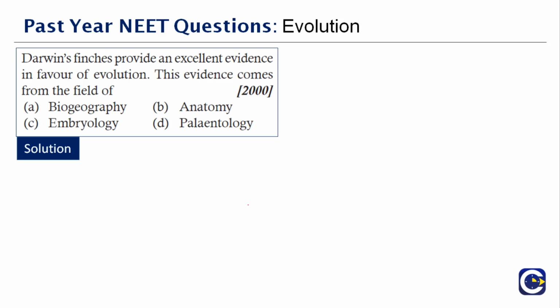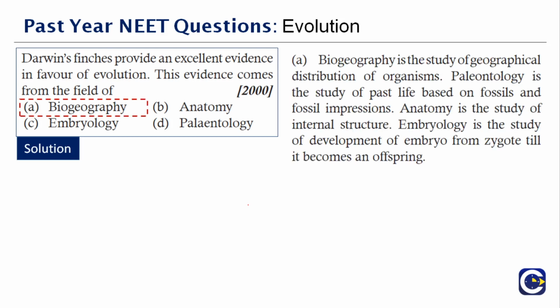The answer is biogeography. Biogeography, if you see, is the study of geographical distribution of organisms. Paleontology is the study about past life. So we are not talking about past life here. When we talk about past life, it is about the fossils. Anatomy is the study of the internal structure, while embryology is the study about the development of the embryo from the zygote till it goes to maturation, that is, it develops into an offspring. Therefore, the right answer to this question is option A.